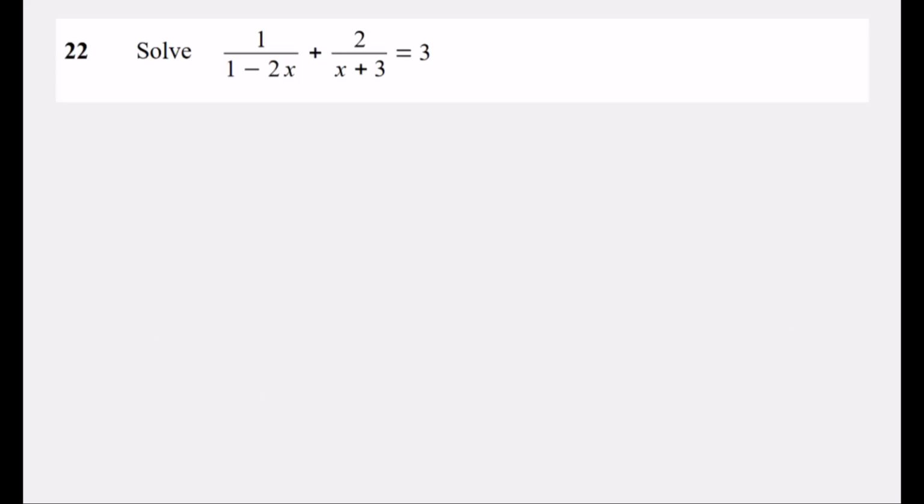Question 22. Solve. So we have algebraic fractions. Let's start by adding these two fractions together. To add fractions, we need the denominators to be the same. So I can make them the same. If I times the one on the left by x plus 3, so times top and bottom by x plus 3. And the fraction on the right times top and bottom by 1 minus 2x.